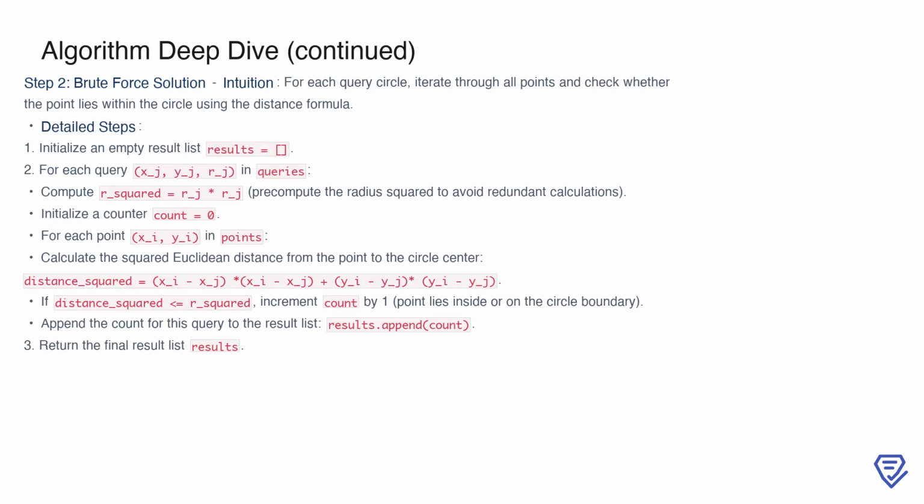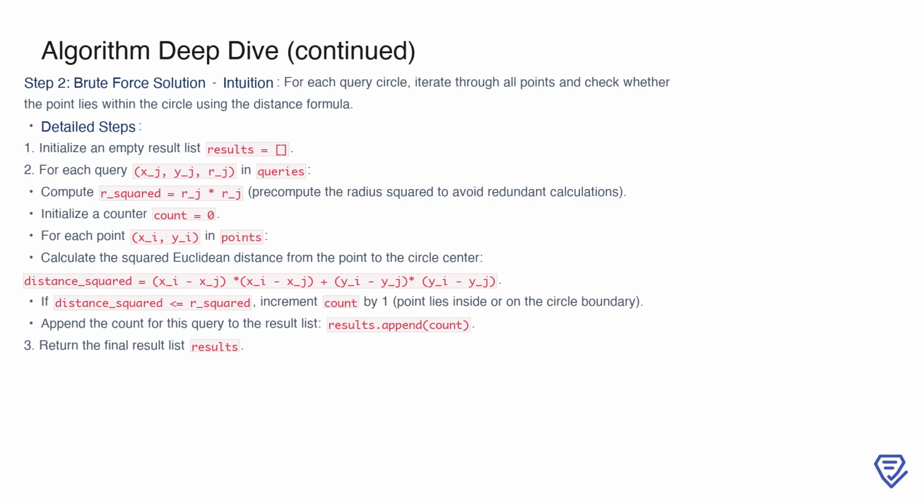To tackle the problem, the brute force solution provides a straightforward approach. For each circle defined by the queries, we iterate through all the points and use the distance formula to check whether a point falls within the circle. We start by initializing an empty list called results to store the output. For each query, x_j, y_j, r_j, we pre-compute the square of the radius as r_squared equals r_j * r_j, which allows us to avoid redundant calculations.